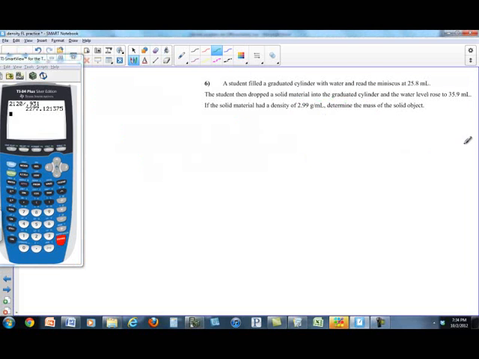Alright, a student fills a graduated cylinder with water and reads the meniscus at 25.8 milliliters. Okay? The student then dropped the solid material in the graduated cylinder, and the water rose and it went up to 35.9 milliliters. If the density is 2.99 grams per milliliter, determine the mass. So I'm trying to find mass, and mass of what? Well, the mass of an object whose volume rose this much.